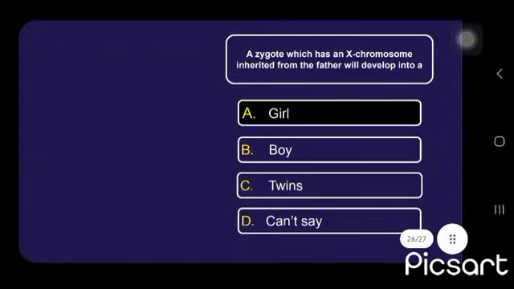Next, a zygote which has an X chromosome inherited from the father will develop into: A, girl; B, boy; C, twins; D, can't say. The correct answer is girl.